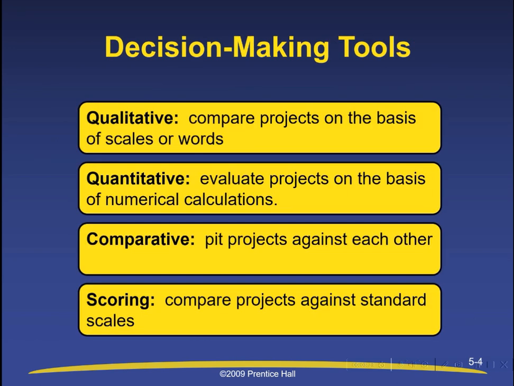Decision-making tools. Qualitative decision-making tools compare projects on the basis of scales and words. Quantitative decision-making tools evaluate projects on the basis of numerical calculations. Comparative decision-making tools pit projects against each other, and scoring decision-making tools compare projects against standard scales.